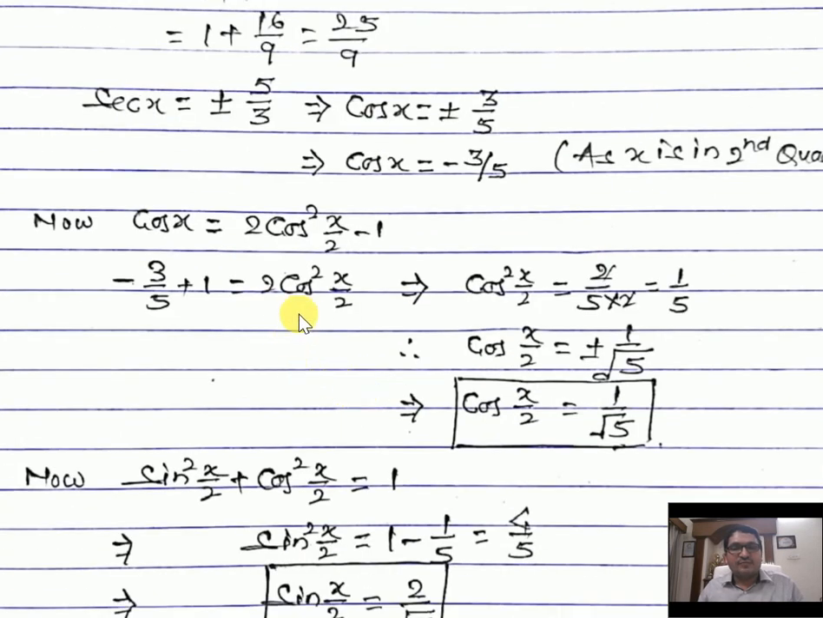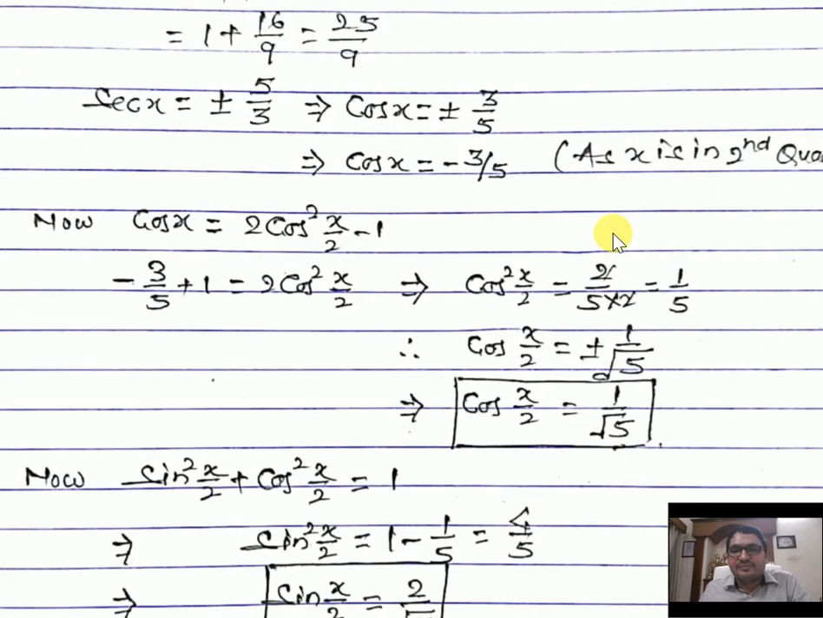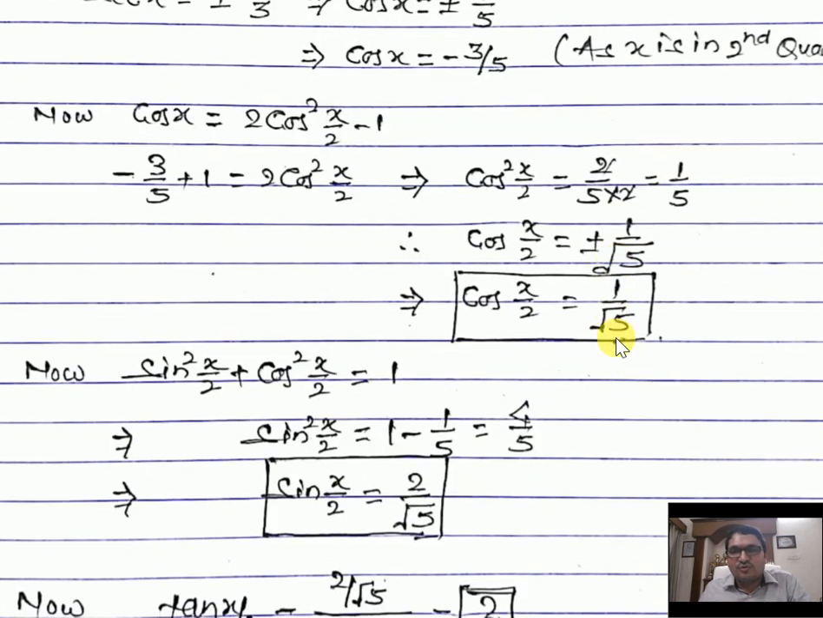Now we have to write the value for cos(x/2). So cos x is equal to 2 cos square(x/2) minus 1. Put the value of cos x, so cos square(x/2) will be equal to 1/5, and cos(x/2) will be equal to plus minus 1/root 5, but this will be plus because x/2 will lie in the first quadrant. Look here, greater than π/4, π/4 means 45 degrees, and less than 90, so first quadrant. So it will be 1/root 5.